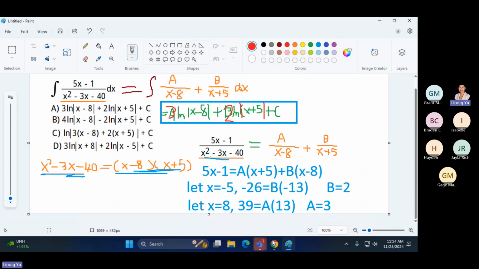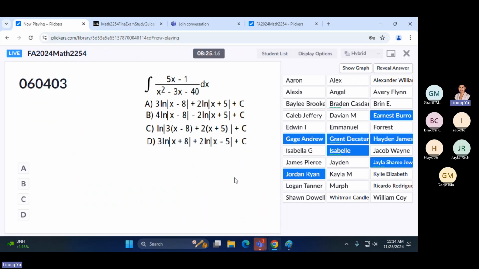So this is the whole process of figuring out the right integration here.